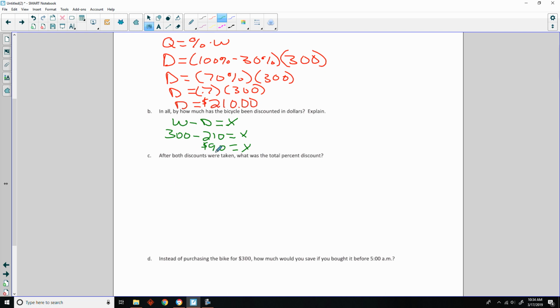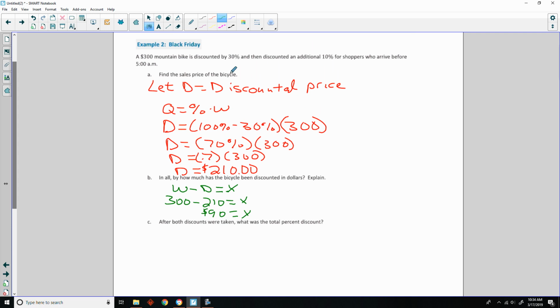C, after both discounts were taken, what was the total percent discount? Okay, so far all we've done was taken the 30% off. So now what I need to do is go back and it says then discount an additional 10%. So let's say we got there before 5 a.m. They're going to give us 30% off, which is $210. And now that is going to be our price W.